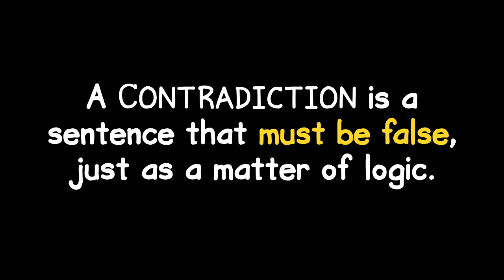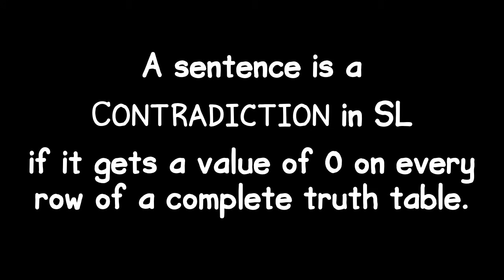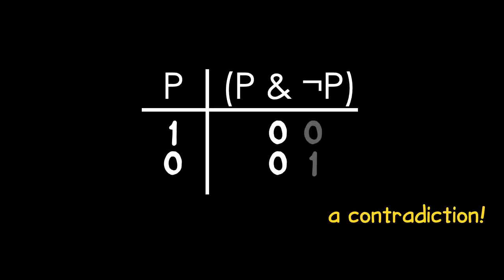Recall that in English, we said that a contradiction is a sentence that must be false, just as a matter of logic. We can test whether a sentence of SL is a contradiction using a truth table. A sentence is a contradiction in SL if it gets a value of 0 on every row of a complete truth table. So P and not P is a contradiction.